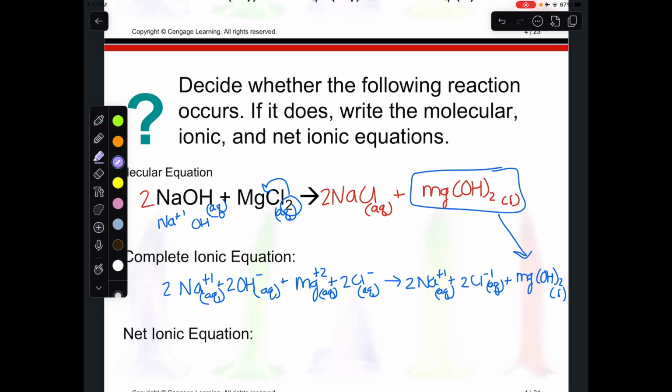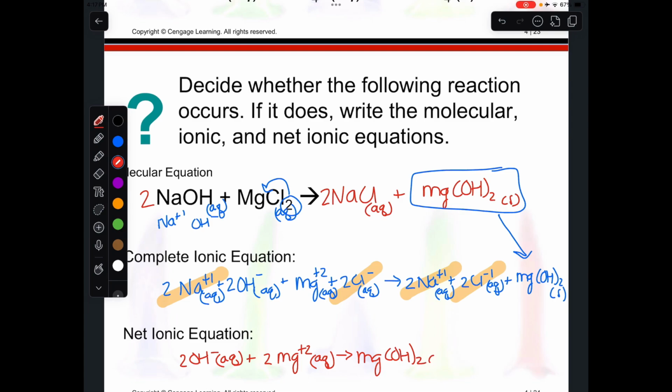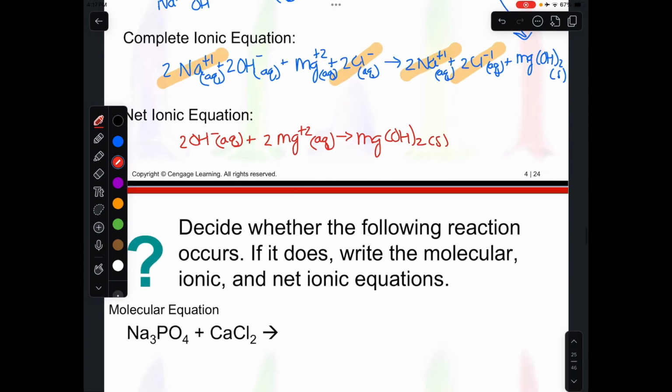All right, now go ahead and cross out your spectator ions. Again, those are the same that are on either side. 2 Nas. Now they have to be the same coefficient as well. So if you're not getting the same coefficient, you probably messed something up when you were writing your equation. So always check that out. And then we're left with 2 OH minuses and Mg plus 2, which gives us, oh, I didn't mean an equal sign. I just want an arrow. Mg(OH)2, solid.